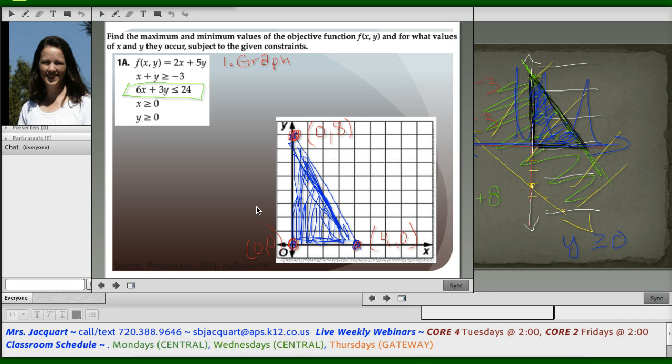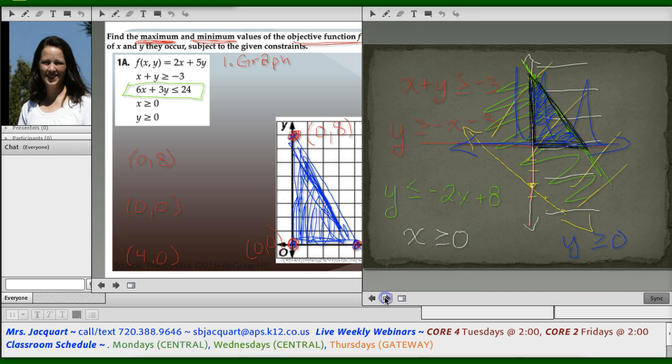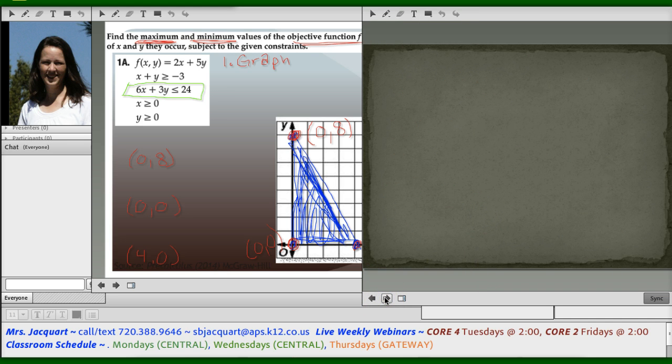Okay, so it asked us to find the maximum and the minimum values of the objective function. Okay, so I'm going to take 0, 8. I'm going to take 0, 0. And I'm going to take 4, 0. Now I'm going to go over to this board over here and I'm going to go to the next one so you can see how I work this problem out.